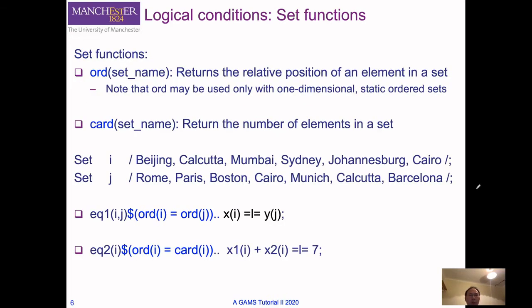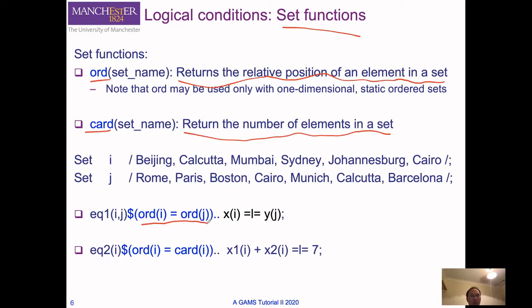The set functions can also be used in the logical conditions. There are 2 set functions, order and card. The order function returns the relative position of an element in a set. The card function returns the number of elements in a set. There are 2 examples to show you how to use these 2 functions in the logical conditions. In the first example, the logical condition is order I is equal to order J.